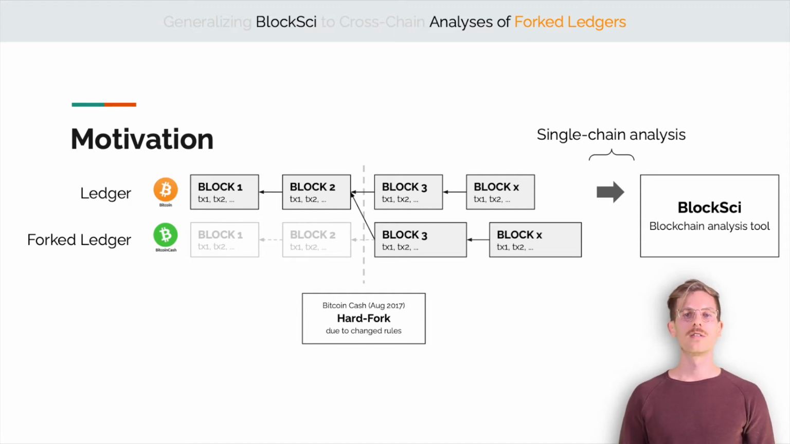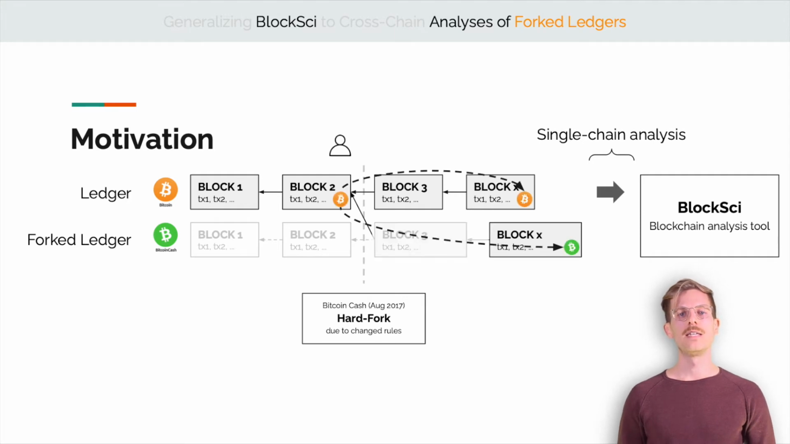In other words, all blocks prior to the fork are identical on Bitcoin and Bitcoin Cash. This has important consequences. Users that owned coins prior to the fork can spend them in both the main chain and the forked chain. By spending the coins on both chains, users inadvertently create direct links between their digital identities across chains. Those links provide a powerful data source to analyze users and their behavior across chains.